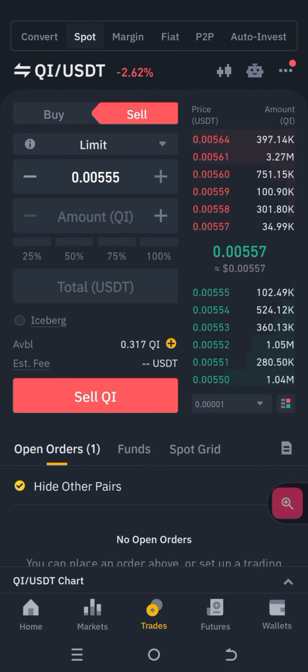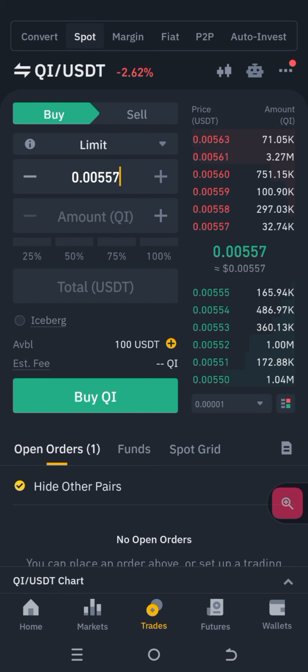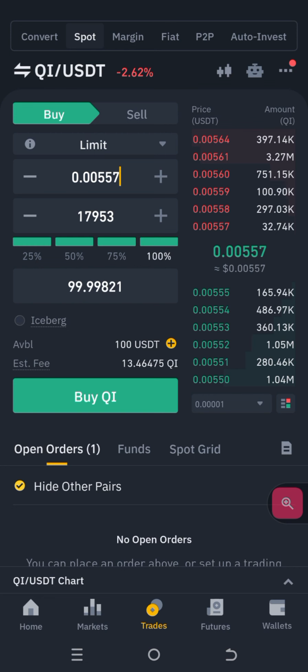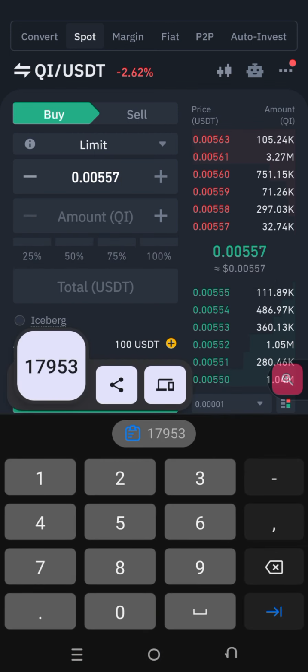Do you get it? Now, for me to buy QI with this $100, I need to choose a higher price, because if I choose this normal price here, I won't get it bought immediately. So I'm going to go with the 557 I'm seeing here. It's right on top there. Before it was 555, but now it's 557. So I'm going to pick all of that. Do I have the entire amount? Yeah. So I'll cut that. I have that entire amount now.